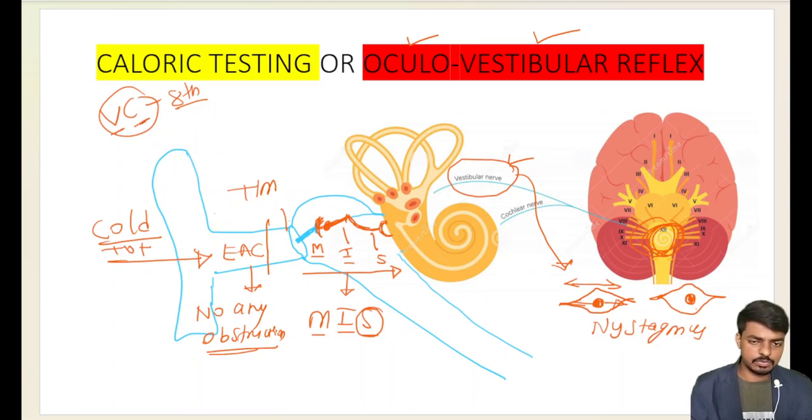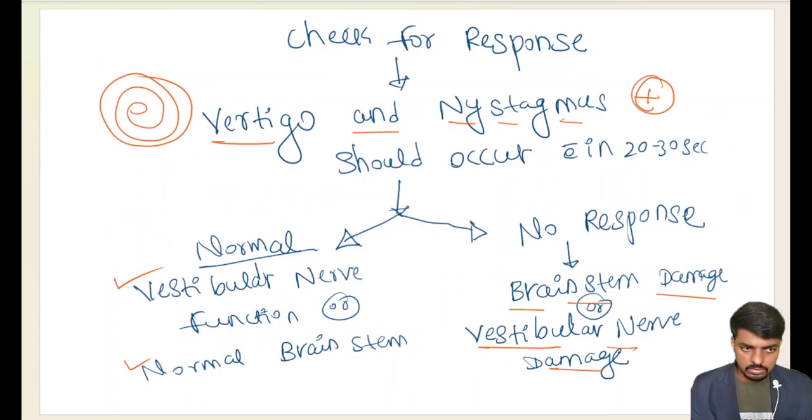Vestibular nerve is responsible for balance, and cochlear nerve is responsible for the hearing process. Very important. Both the vestibular nerve and cochlear nerve together make the eighth cranial nerve. The vestibular nerve supplies the vestibule, and the cochlear nerve supplies the cochlea. So this is how you will do the caloric test or the oculovestibular response.